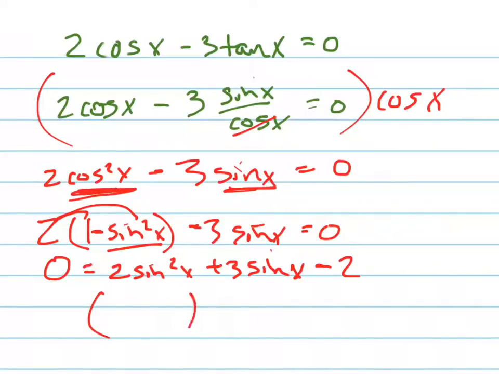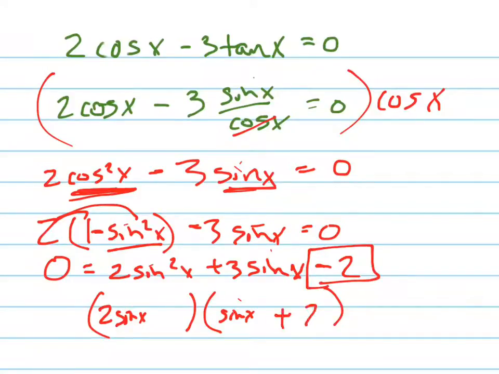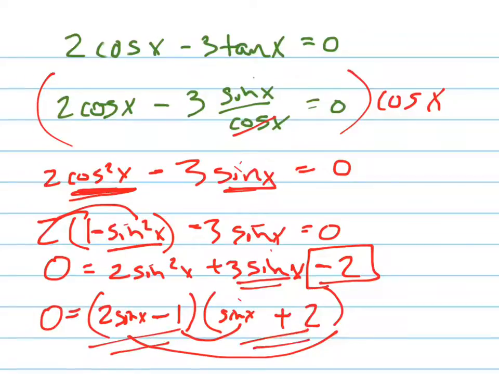So let's see if this factors. I've got a 2 sine of x and a 1 sine of x, and I've got to have a positive and a negative. So I'm going to put the positive 2 here and the negative 1 there, because that'll give me positive 4 minus 1, which is positive 3. Alright, and those things all equal 0, so now I'm going to set each one of these equal to 0.